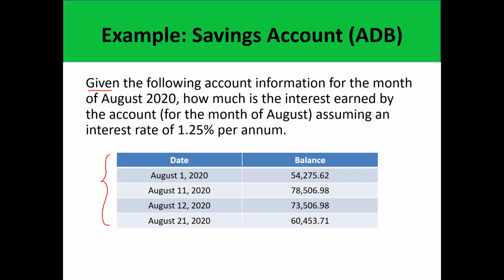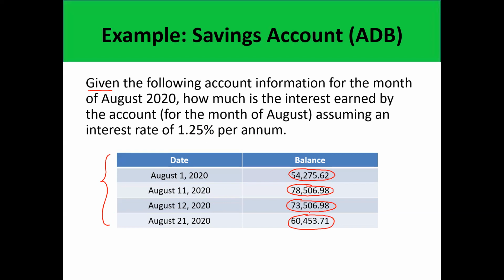So as you can see, on August 1, 2020, at the start of the month, the balance is 54,000 plus. And then after several days, on August 11, the account is now updated and the balance is now higher than the previous one, which is 78,506.98. And then after one day, it changes again to 73,000 plus. And then after several days, it changes again to 60,000 plus.